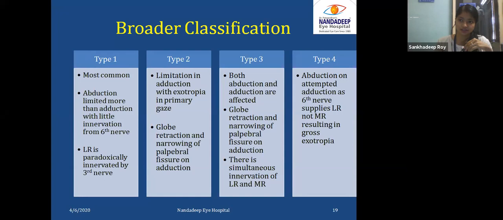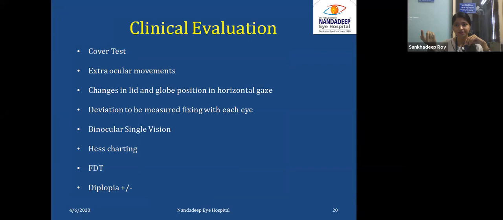Okay. So for clinical evaluation, the cover test is definitely always there, because if you do not perform the cover test, you will not understand whether a squint is present or not.